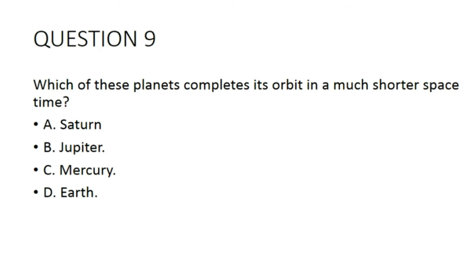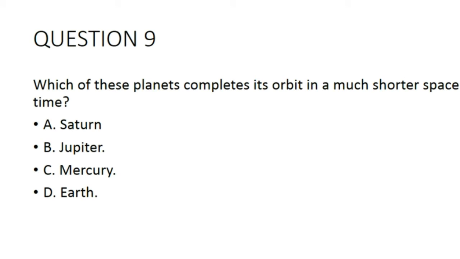Question 9. Which of these planets completes its orbit in a much shorter space of time? A. Saturn, B. Jupiter, C. Mercury, D. Earth. From all the planets listed here, Mercury is the one that completes its orbit in a much shorter space of time.